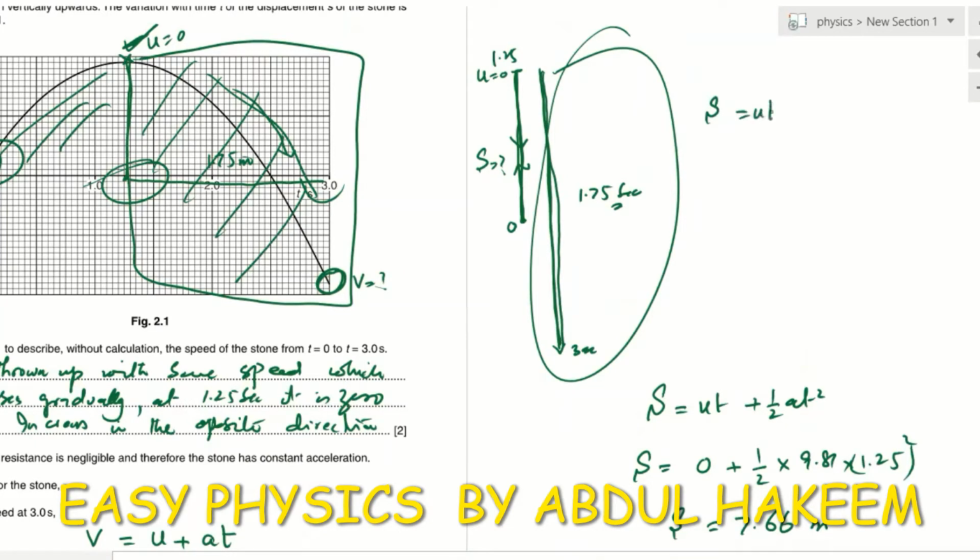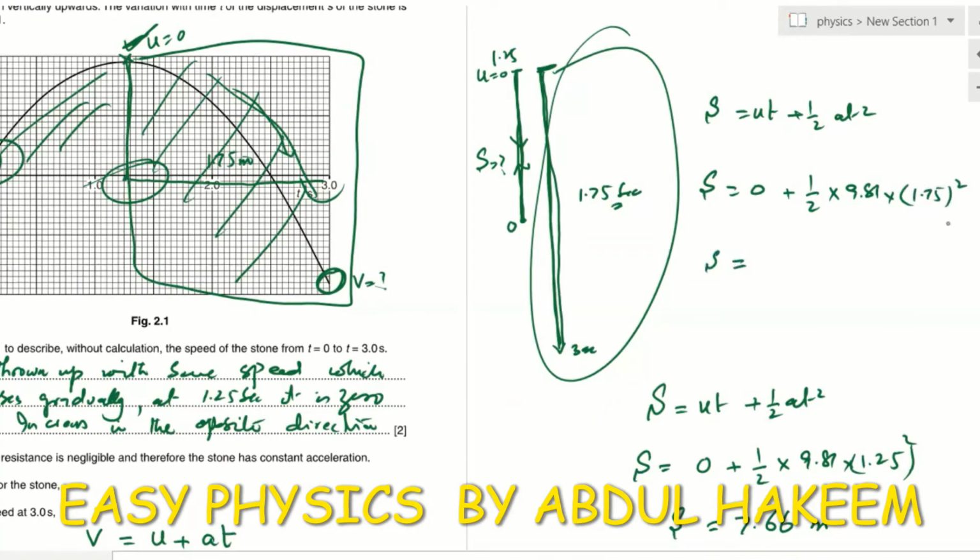After this, we have to calculate the next portion's distance. Again s is equal to ut plus 1 by 2 at squared. So again at the top the initial speed is 0, 1 by 2, 9.81, and the time here is 1.75 squared.